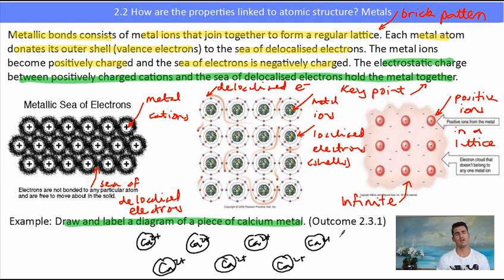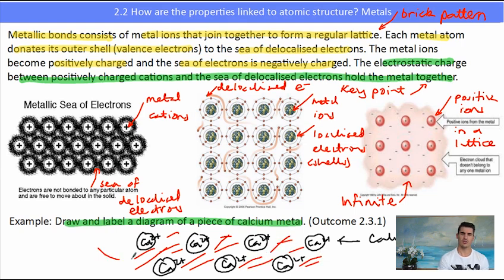Everywhere in between those calcium ions will be the delocalized electrons. So I have to label my calcium ions, and then I include my delocalized electrons and just show that they are everywhere between those ions, and that the ions are not connected to any one of the delocalized electrons, but they're connected to all of them.